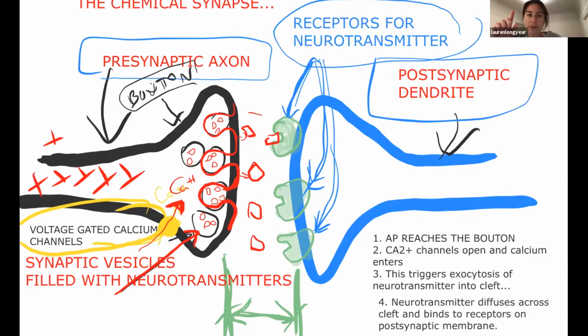I have a quick question. Is it the vesicles that are leaving, or the neurotransmitters in the vesicles that are being transported? In exocytosis, the vesicle fuses, so the membrane just becomes part of the membrane of the cell and dumps out the contents. So it's just the neurotransmitter that's getting dumped. Thank you.